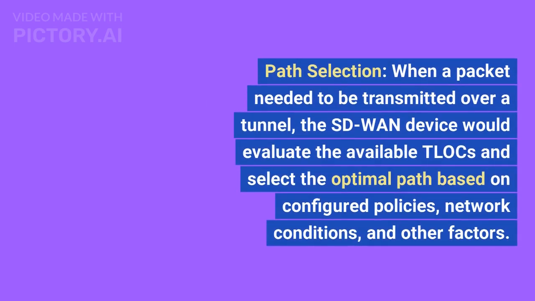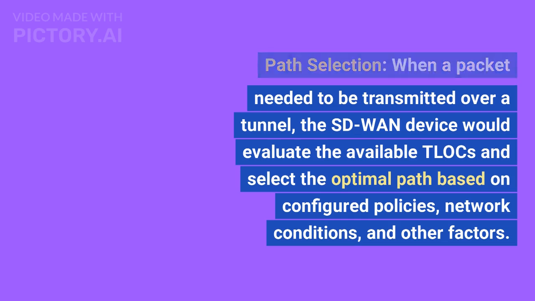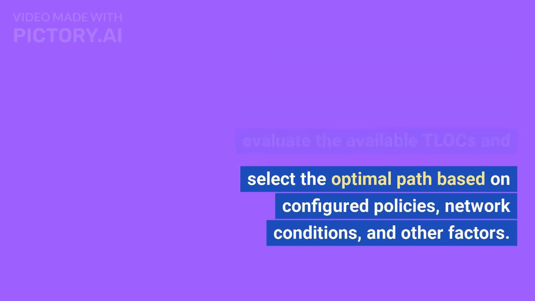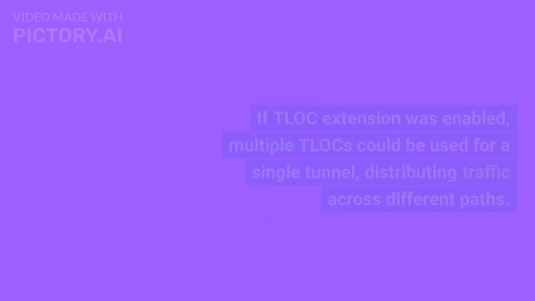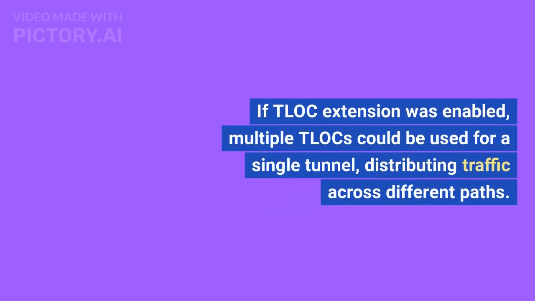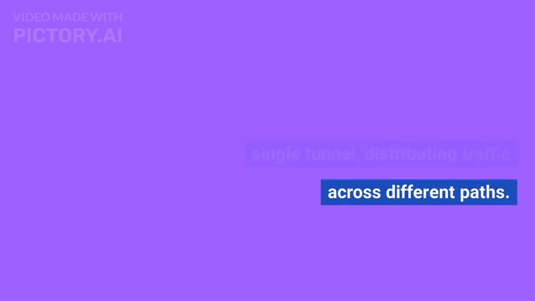Path selection: when a packet needed to be transmitted over a tunnel, the SD-WAN device would evaluate the available TLOCs and select the optimal path based on configured policies, network conditions, and other factors. If TLOC extension was enabled, multiple TLOCs could be used for a single tunnel, distributing traffic across different paths.